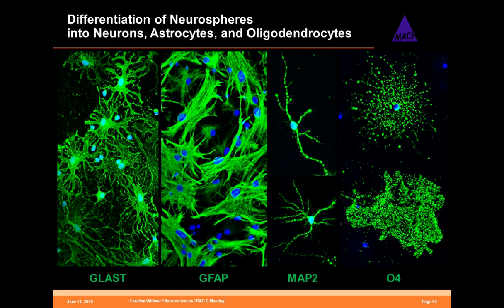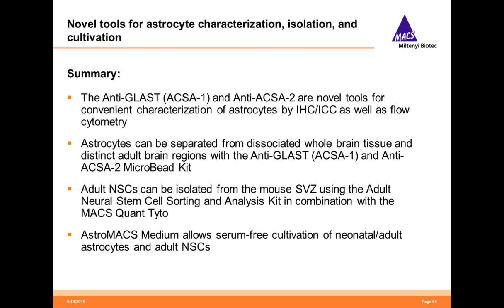And furthermore, we also stained for a neuronal marker, MAP2, and for the oligodendrocyte marker, O4. And we could also show that the cells differentiated here into neurons as well as oligodendrocytes. So in summary, we can say that our neurosphere assay and the differentiation of the neurospheres show the capacity of the isolated cells for self-renewal and also show their ability to differentiate.